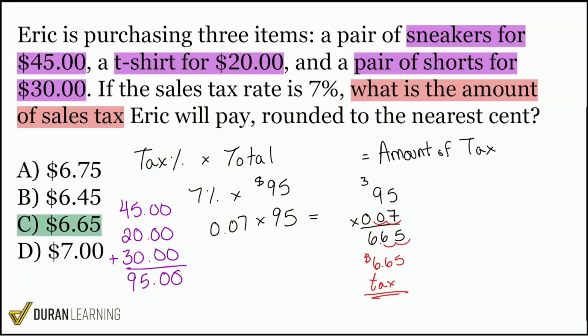I got you. And then on top of that, for anybody asking what we would have done if we were trying to find the final price, we would have taken the $6.65 and added it to the 95, getting $101.65. Just like that. So glad you guys asked those questions. I appreciate y'all asking those clarifying questions. Now let's go ahead and move it over to the next one.